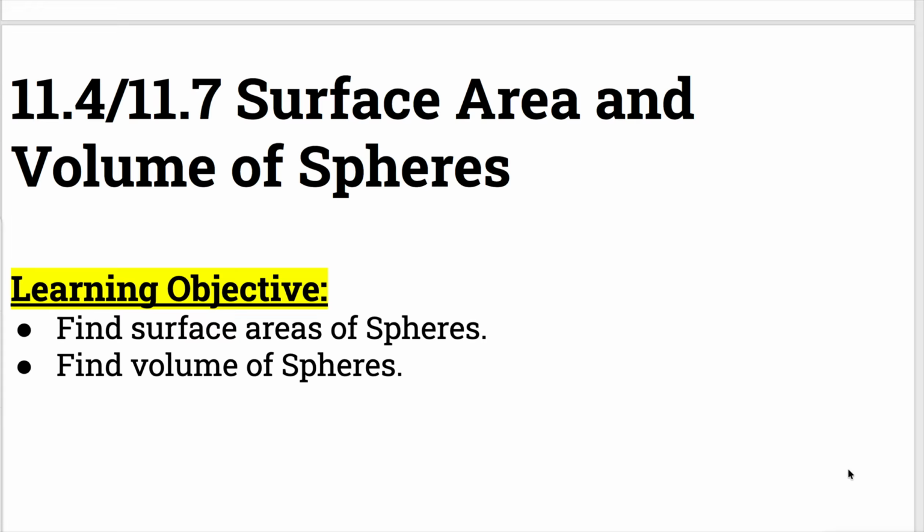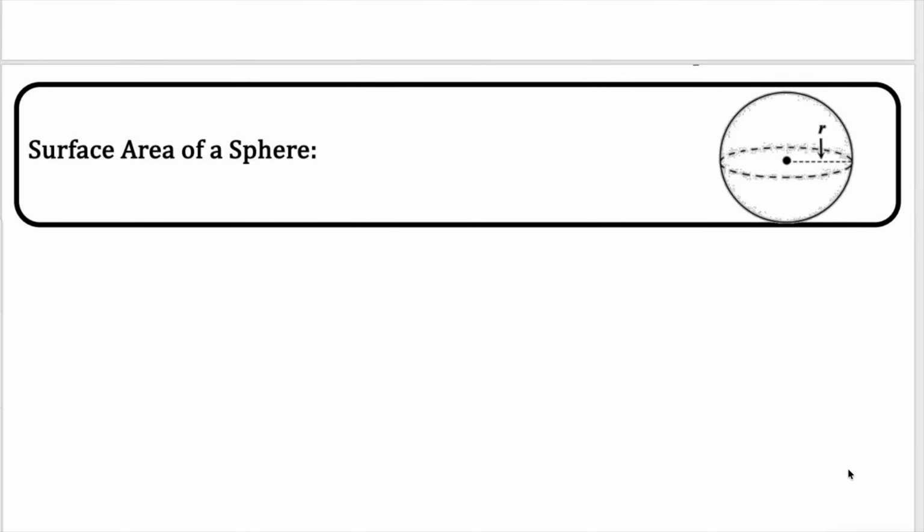Today we're looking at 11.4, which is the surface area of spheres, and then mixing that with 11.7, which is the volume of spheres. So we're going to start with surface area. Surprisingly, the surface area of a sphere, I think, is the most simple formula we've seen so far in Chapter 11, outside of area of triangles and squares. Surface area can be found by taking 4 pi r squared. So we just want to make sure we're given the radius and make sure we are plugging in things accordingly.